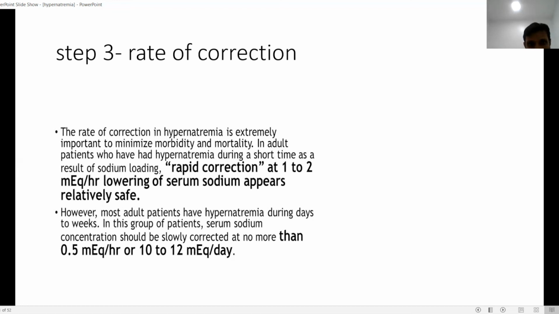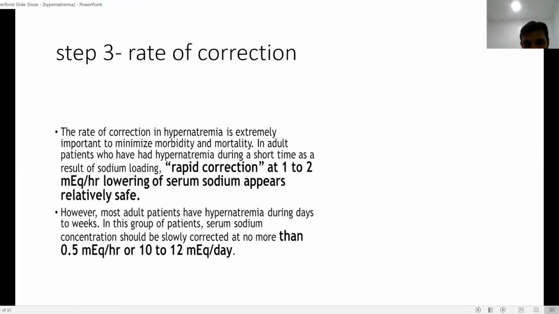So in this group of patients, sodium concentration should be lowered very slowly, and the rate of correction should not exceed 0.5 milliequivalents per hour. And the total correction per day should be restricted to within 10 milliequivalents per day. By all these measures, we are able to correct serum sodium levels.